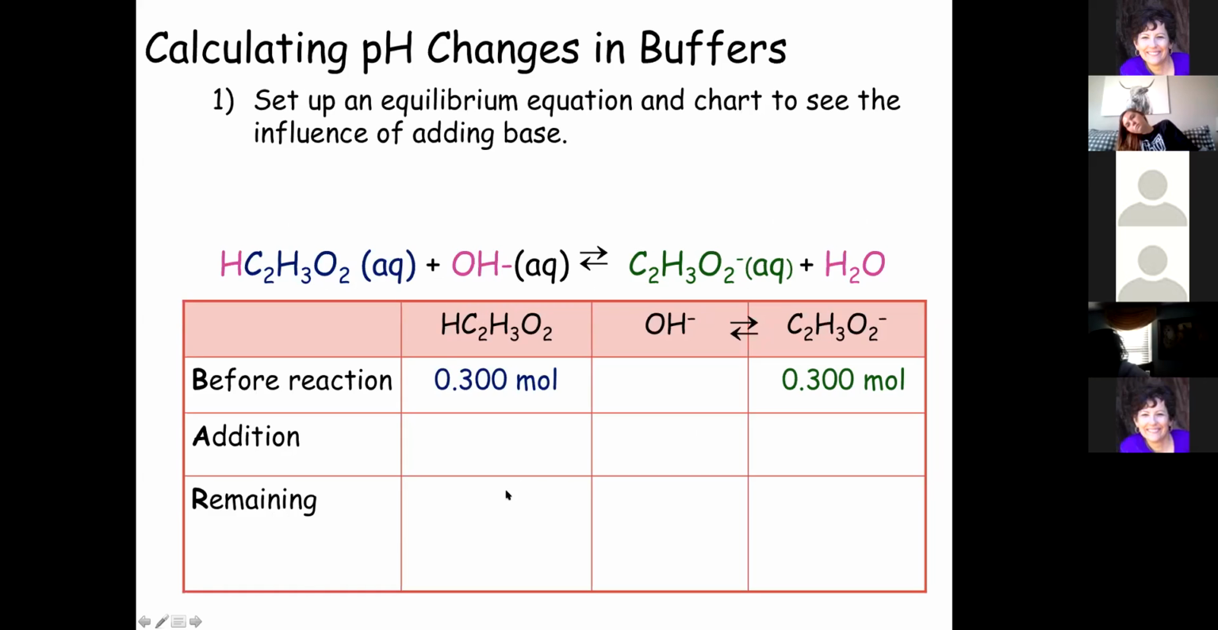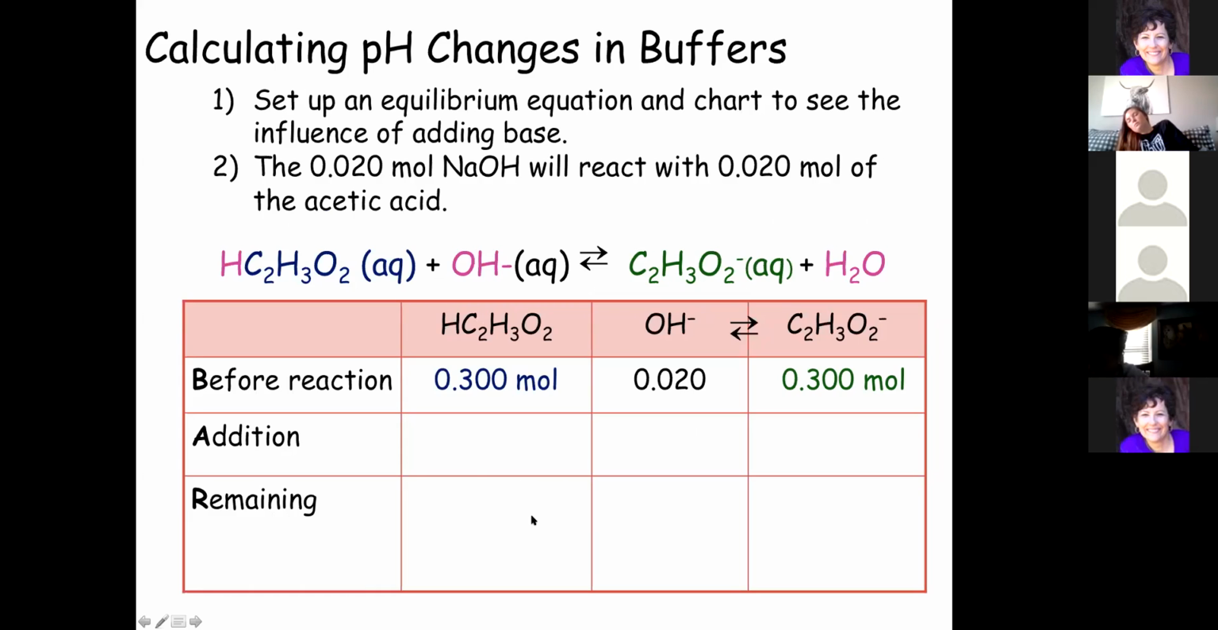So when I start, I have those two. I've got 0.3 moles of each one of those. So remember, this has to be in moles. So now I'm going to add some base. And in this case, I'm going to add 0.02 moles of base. And the question is, what things will go, concentrations will go down and what concentrations will go up? So what's my answer?